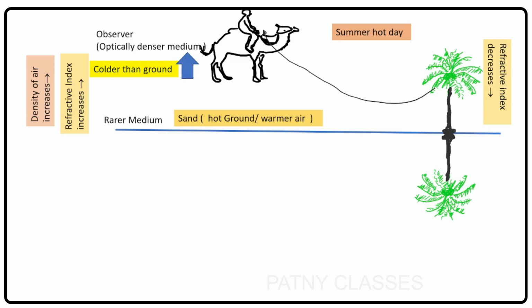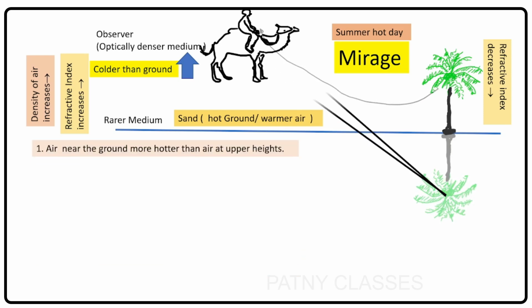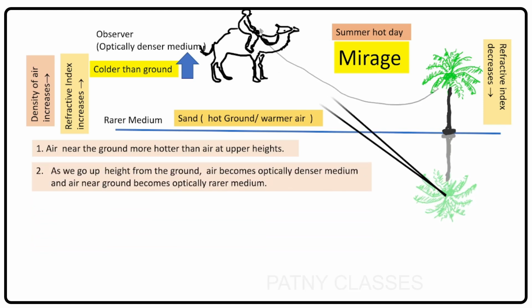Now, let us understand one more natural observation of total internal reflection, which is mirage. During summer hot day, especially in deserts, air near the ground becomes hotter than air at upper heights. As we go up in height from the ground, air becomes optically denser medium and air near the ground becomes optically rarer medium.